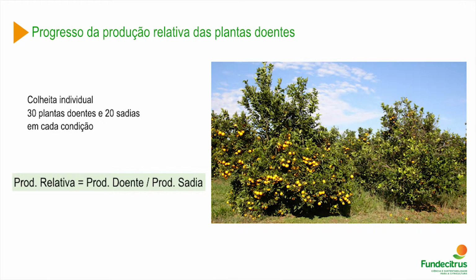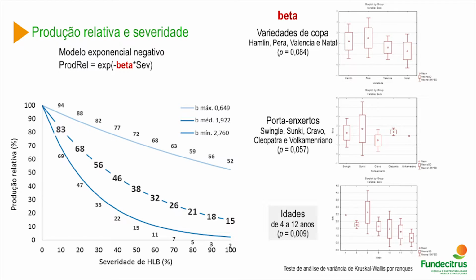Okay? Second, or rather, the fourth factor is the relationship between production of the diseased plant as compared to the production of a healthy plant. How that varied then along time among different variety groves, rootstocks, and age groups. And that was the average response that we had. First year, severity 10%, relative production of 83%, that is 17% less than the healthy plant in terms of production.